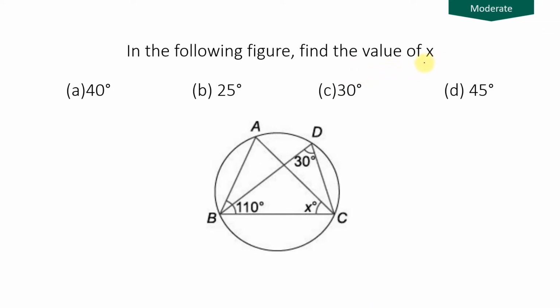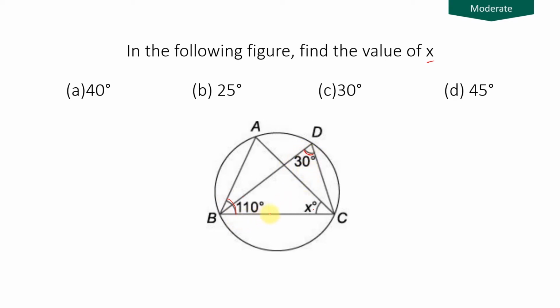So this is a very simple question. In this question, we are given that in this circle, we have to find the value of X. So this is X and we are given that angle ABC is 110 degrees and angle BDC is 30 degrees.